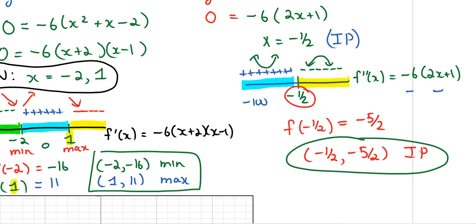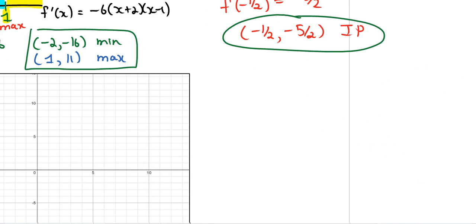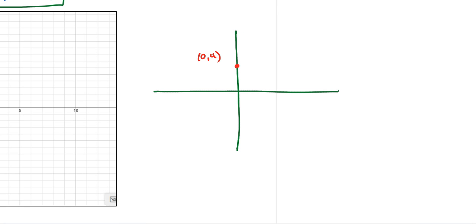Now I have enough information to provide a sketch, and I'm going to draw a blank graph over here. I know my y-intercept is at the point 0, 4. There's my y-intercept. I also have a minimum value at negative 2, negative 16, down over here. So this is negative 2 comma negative 16, which is a min.